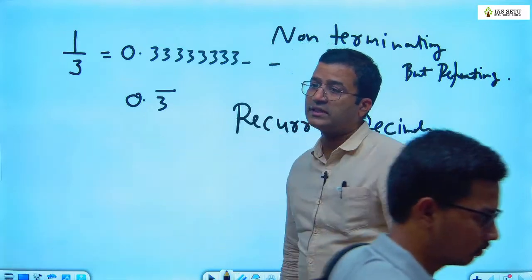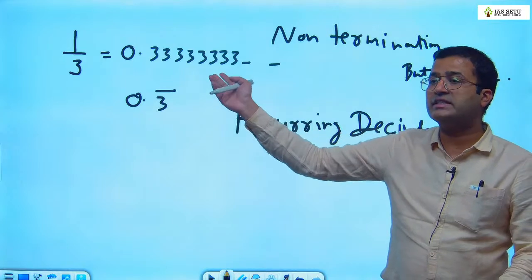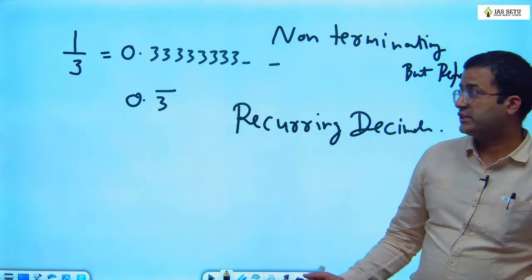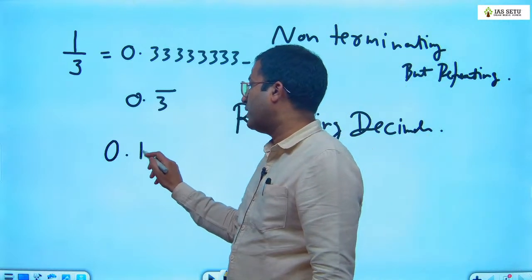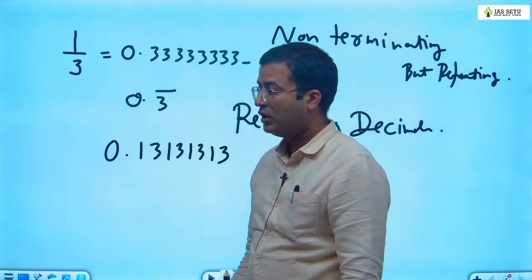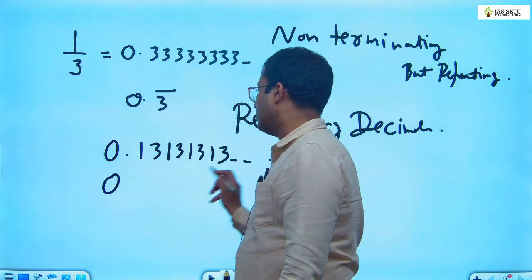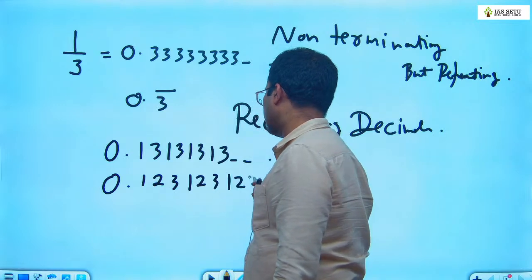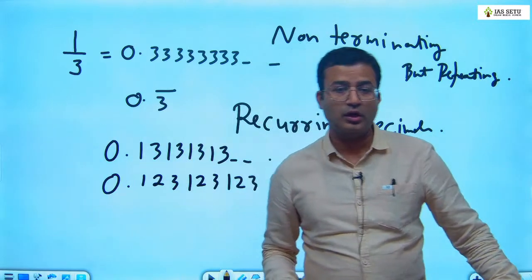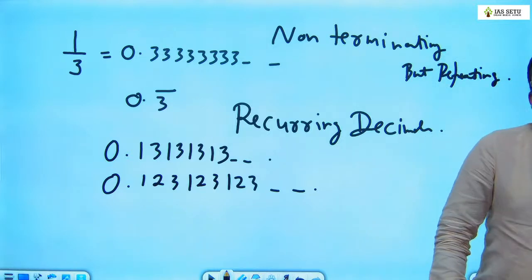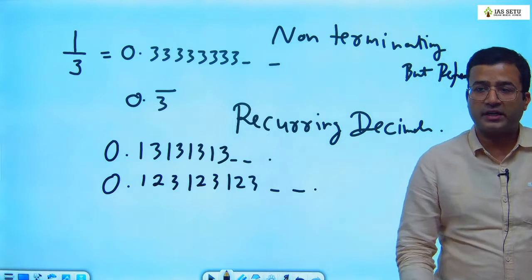And it is not necessary that every single digit repeats. There can be a repetition of two digits, like 0.13131313. It can be like 0.123123 and so on. So these are called recurring decimals. Okay. So today's lecture is based on these recurring decimals.